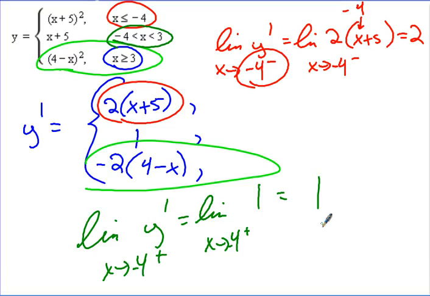So if the ant's slope sensor, as he's walking towards x equals -4 from the left, is reading 2, as he's approaching -4 from the right, it's reading 1. Those are different slopes. I get a different slope from the left than from the right. And so, is the derivative defined there? No, it's not.